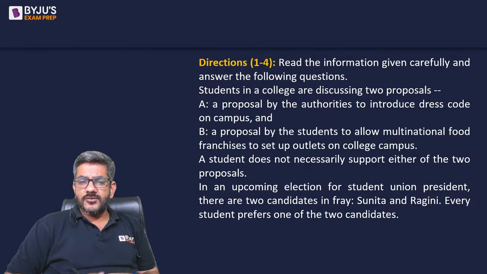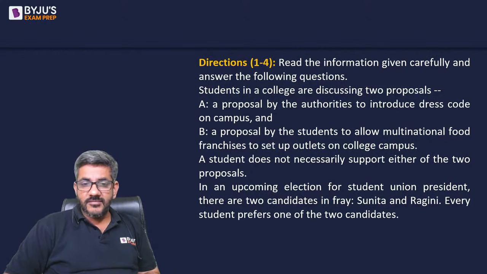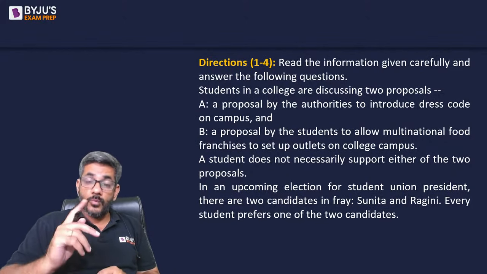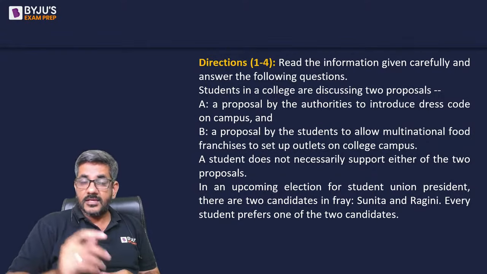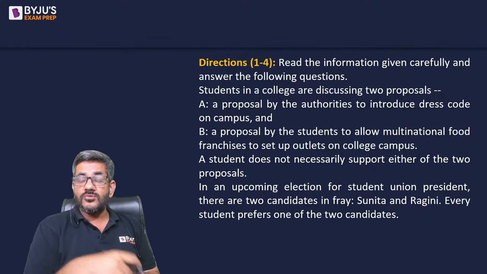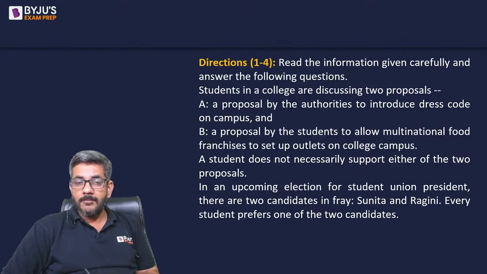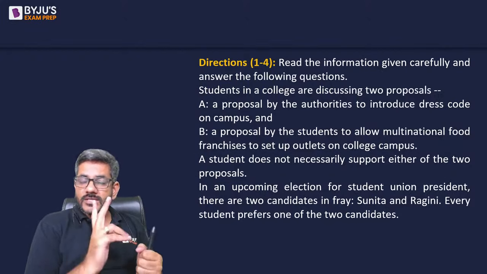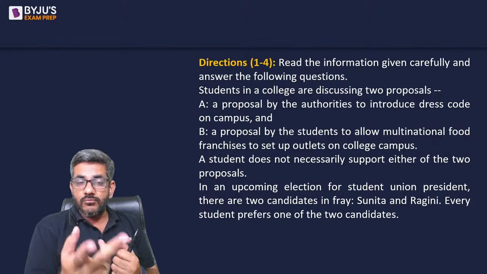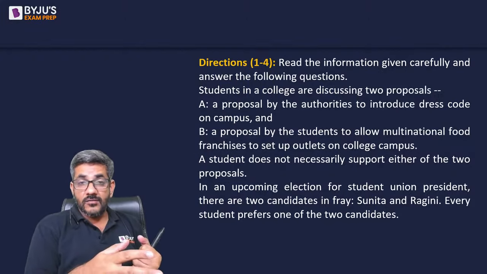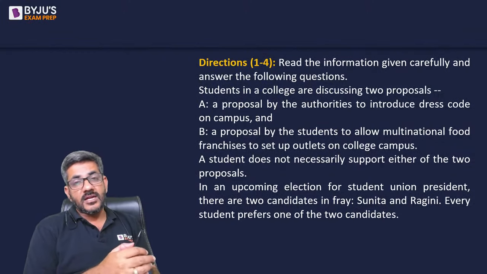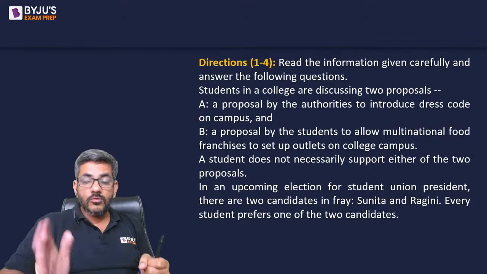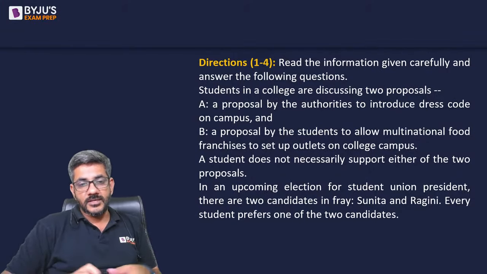In an upcoming election for student union president, there are two candidates in the fray, Sunita and Ragini. Every student prefers one of the two candidates. So here there is no one who does not prefer any one of the two. There is no one who prefers both of them. Every student would be preferring either Sunita or Ragini. So in proposals, there is a possibility a person might like both the proposals, might like none of them, but among the two candidates, Sunita and Ragini, that is not possible. A person must be liking only Sunita or only Ragini. There is no third option in this case.